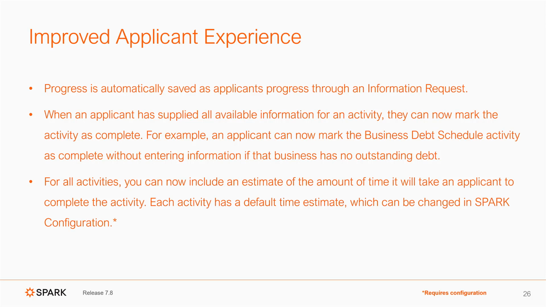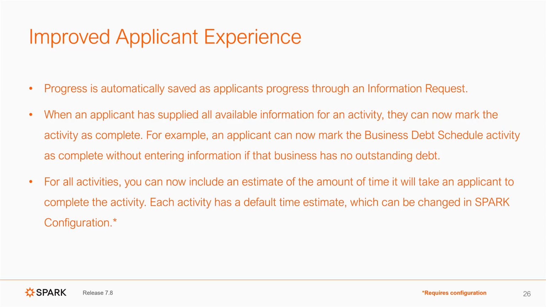Another change we made is when an applicant has supplied all the information that they can for an activity, they can mark it as complete. So what I mean by this is, for certain activities in an information request, there's no way for Spark to know when all the information has been documented. Business debt schedule is a good example. Spark is expecting the applicant to enter something, but if a business has no outstanding debt, there was no way previously for Spark to know that. So now we've made it possible for the applicant to mark that activity as complete and say, yes, I didn't enter anything, or maybe I didn't enter something you were looking for, but it is complete.